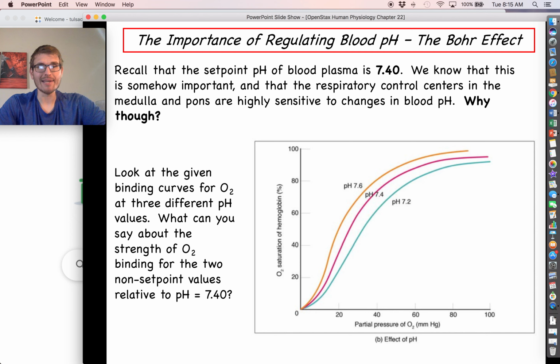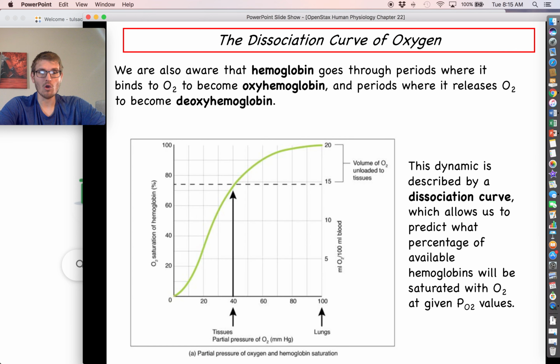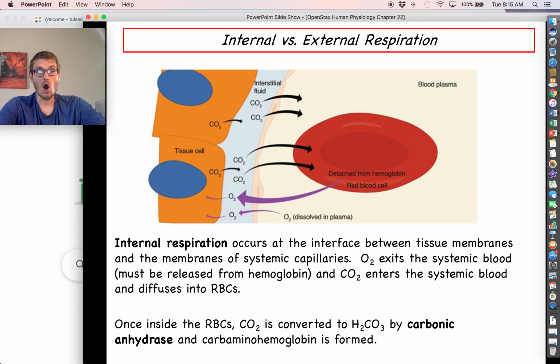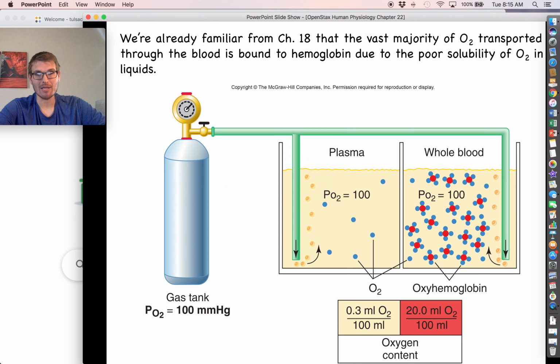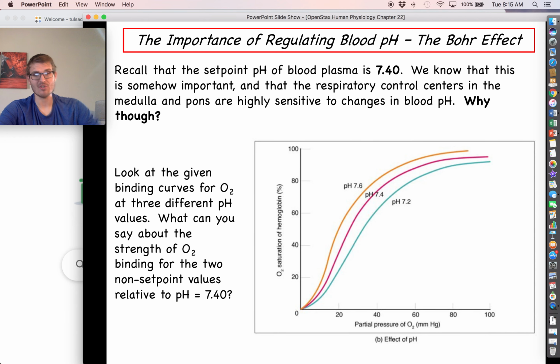So let's talk a little bit about the effect the blood plasma pH has on the ability of hemoglobin to carry oxygen. So this is all going to have to do with carbon dioxide, how much carbon dioxide is there, the effect that has on the pH, and the affinity that hemoglobin is going to have for oxygen. So this is going to be very important for us.